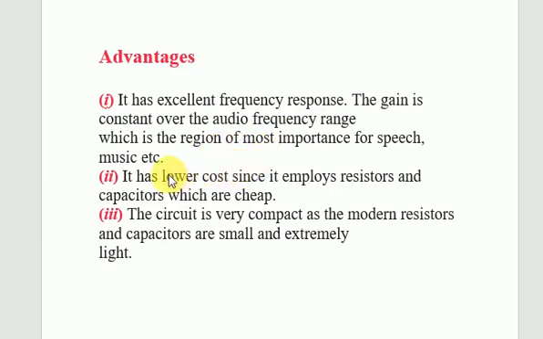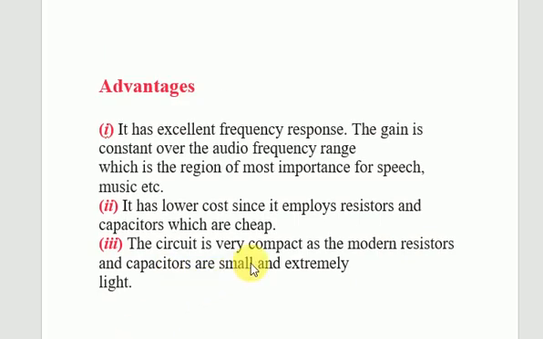And as we have seen, the amplifier comprises of only capacitors and resistors, so it is very cheap to buy, and the circuit is very compact as the modern resistors and capacitors are very small and light. Most important here is that it has a constant voltage gain in the range of speech and music, and moreover a very light and compact circuit to handle. It has some disadvantages too. So let's look at the disadvantages.